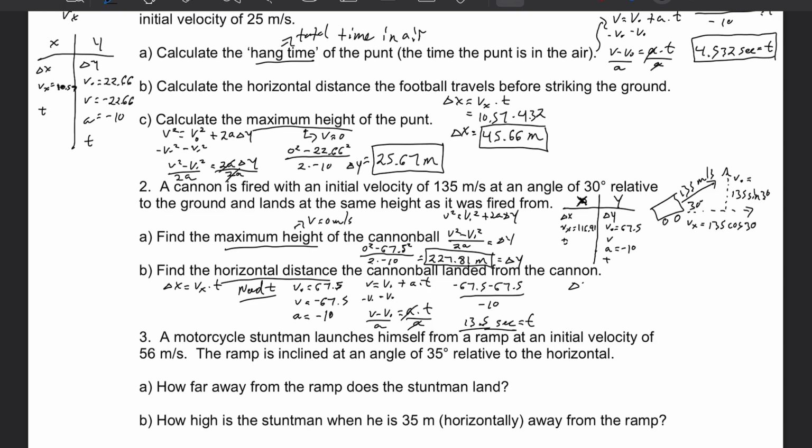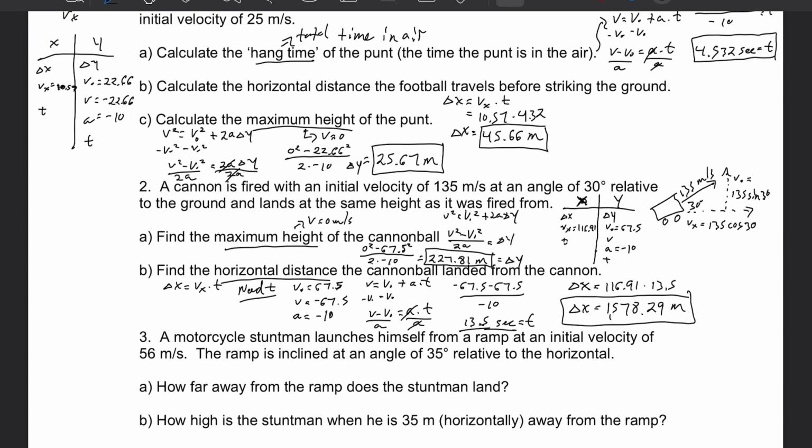The horizontal velocity doesn't change, so we're just going to say delta x is equal to Vx times t. Vx is, again, coming from that 135 cosine 30, or 116.91, times 13.5. And then 116.91 times 13.5 gives us 1,578.29 meters.